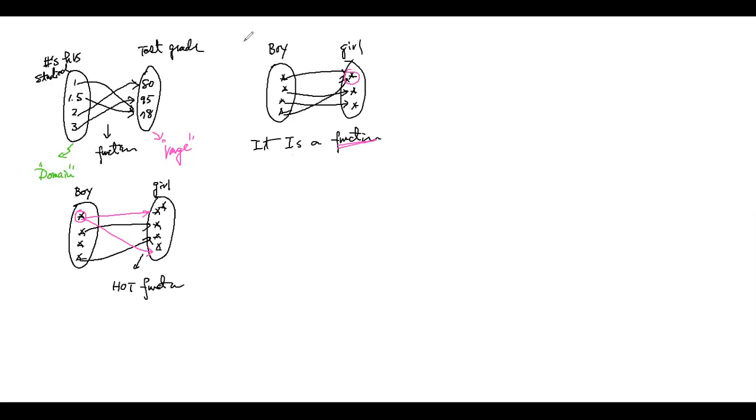Okay, so the first thing here is that whatever you have in the domain, you can have only one in the range. Just like every boy here can only invite one girl. But it's possible for two boys to invite the same girl. So this is still a function.